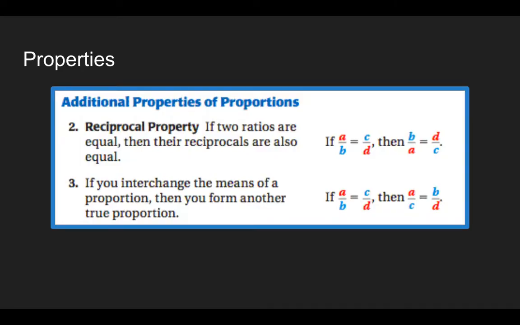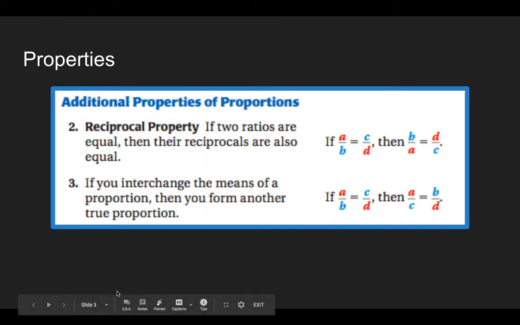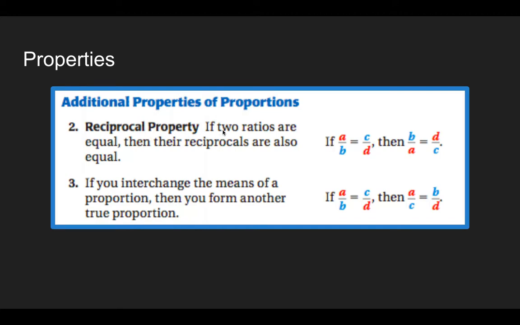Okay, a couple of things to remember when you're thinking about proportions is they can be rearranged. If you'll remember in class, we talked about the fact that you could test to see if these were equal using that cross multiplication property. So this says that if two ratios are equal, then their reciprocals are also equal. The reciprocal means you can flip the fraction, remember? So the reciprocal of A over B is B over A, and the reciprocal of C over D is D over C.